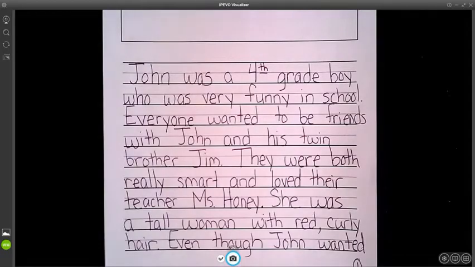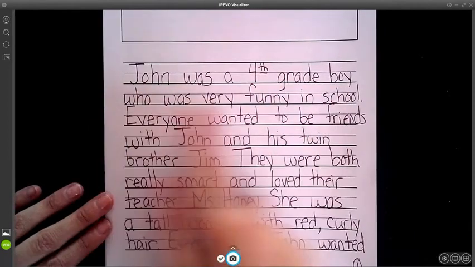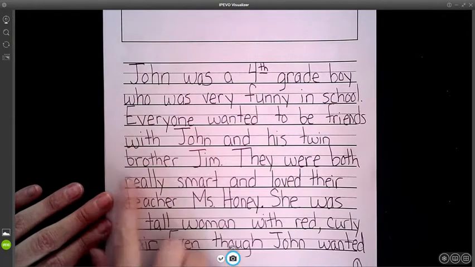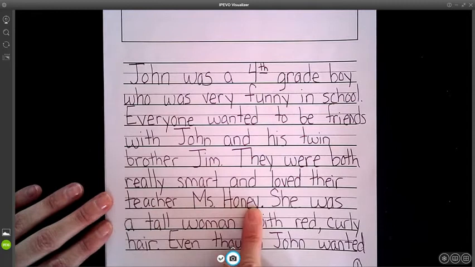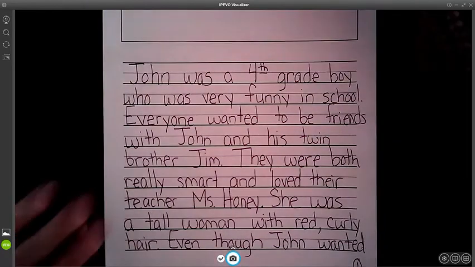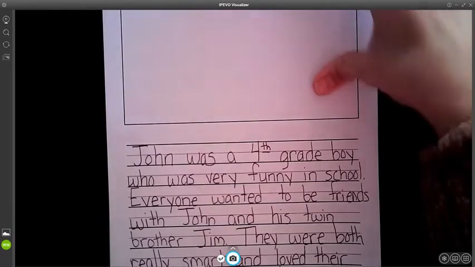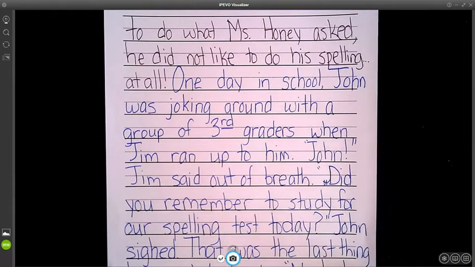I wanted to reread the part of my story that I wrote last week, so that will help me with what I want to write today. My introduction said John was a fourth grade boy who was very funny in school. Everyone wanted to be friends with John and his brother Jim. They were both really smart and loved their teacher, Miss Honey. She was a tall woman with red curly hair. Even though John wanted to do what Miss Honey asked, he did not like to do his spelling at all.